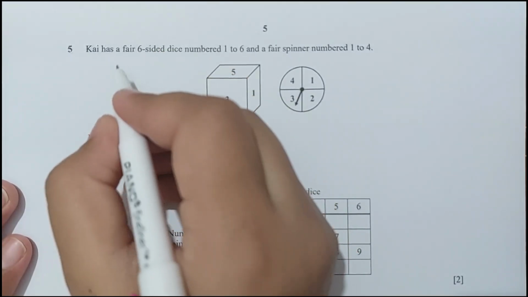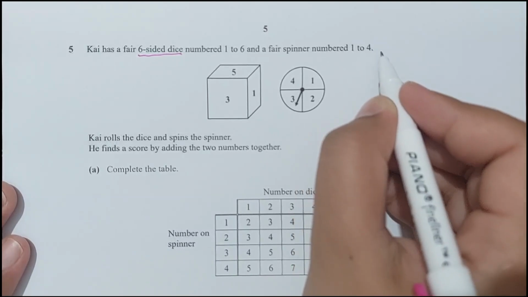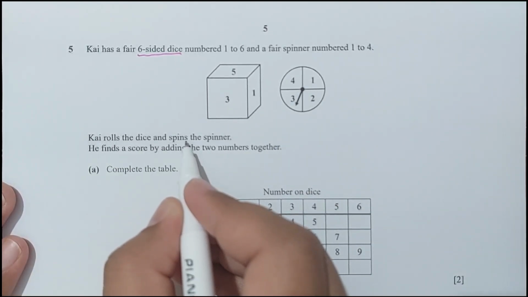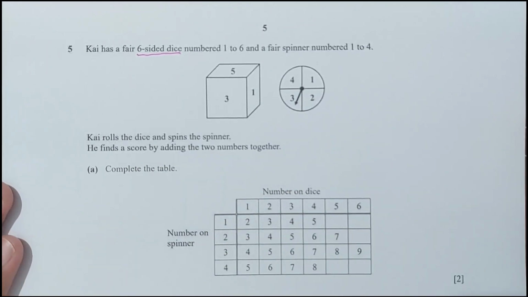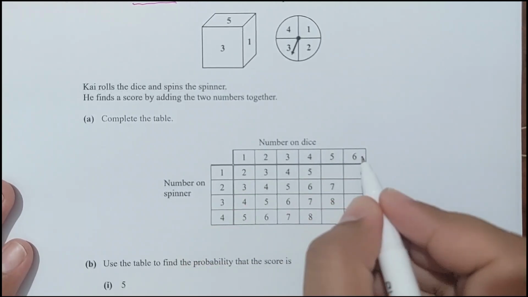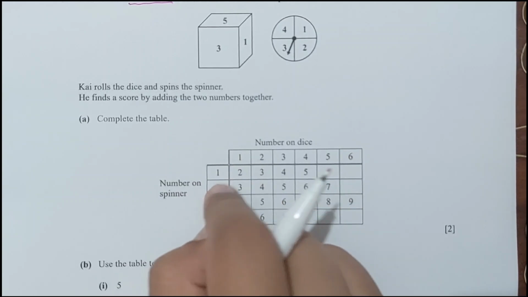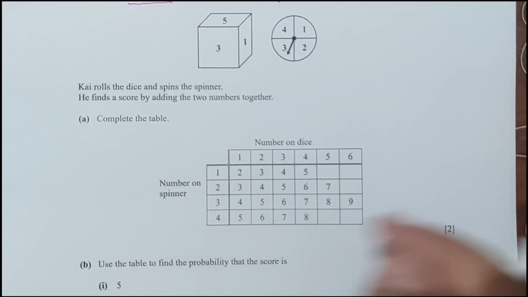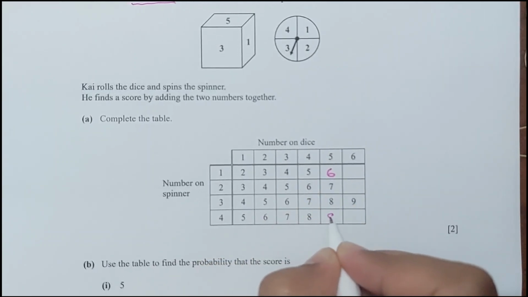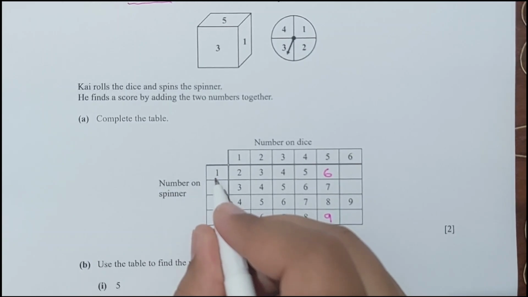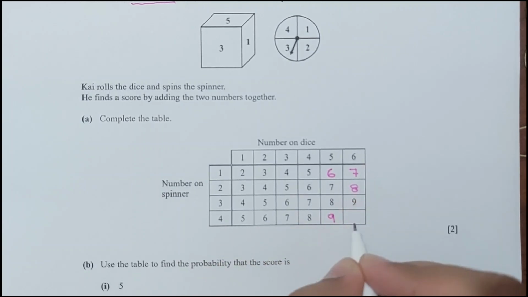Question number 5. Kai has a fair six-sided dice numbered 1 to 6 and a fair spinner numbered 1 to 4. Kai rolls the dice and spins the spinner. He finds the score by adding the two numbers together. Part A: complete the table. Numbers on the dice are 1 to 6 and numbers on the spinner are 1 to 4. He adds the two numbers: 1 plus 1 is 2, 2 plus 1 is 3, 3 plus 1 is 4, 4 plus 1 is 5. 1 plus 5 makes 6, 4 plus 5 is 9. Then 1 plus 6 is 7, 2 plus 6 is 8, 4 plus 6 is 10.